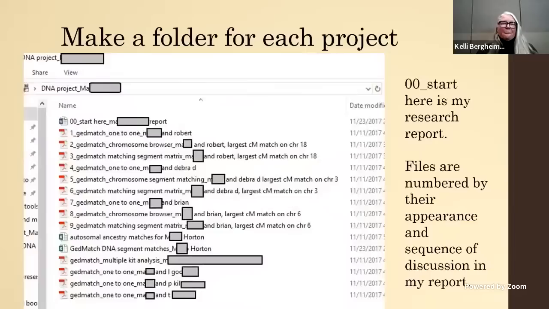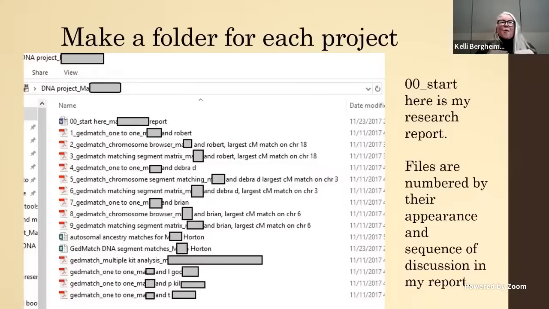So the last thing we're going to talk about is the folder. I have a folder for each project, and this is on my computer. I have a folder for each project that I'm working on. This is one that I've redacted as many names as I thought I needed to, but I start with a 00 start here. The reason why I do 00 start here is so that it's always at the top of the folder. And that's where my research report is.